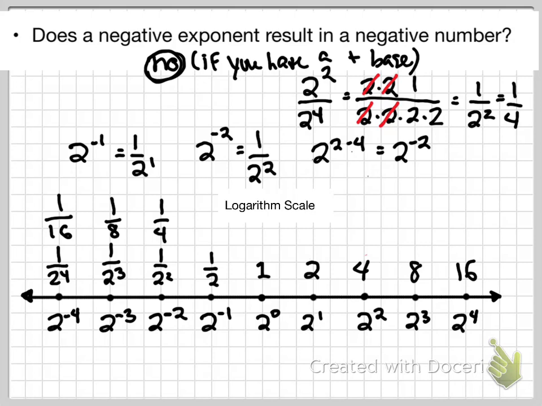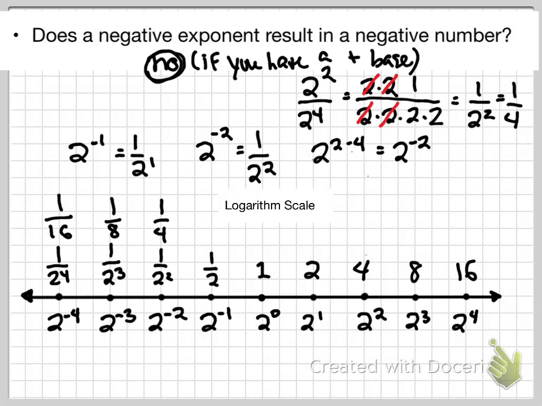But what is it doing to our number? Let's see if we can see a pattern. 1/2, 1/4, 1/8, 1/16. What's happening to those numbers? Well, the truth is that they're getting smaller and smaller and smaller. They're getting closer and closer to 0, but they're never going to drop below 0.